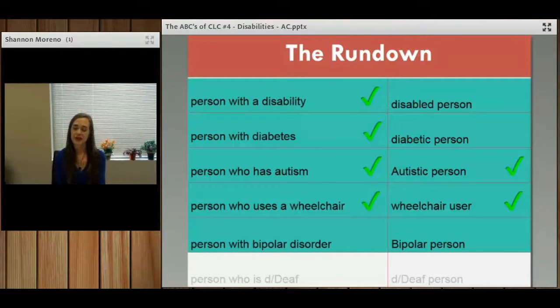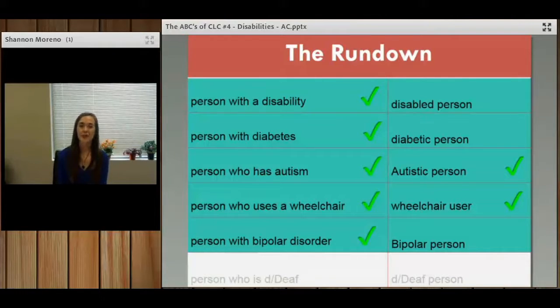Person with bipolar disorder versus bipolar person. Again, this is something where it's going to depend on the person a lot, but by and large, a lot of folks who have bipolar disorder or other types of mood disorders are going to prefer that person first language as well.